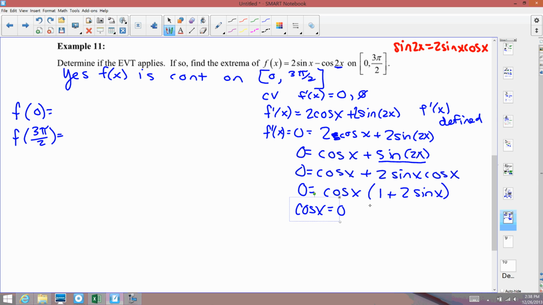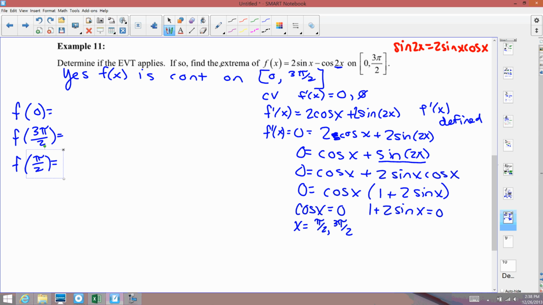So where's cosine of x equal to 0? And where's 2 sine of x equal to 0? This one's the easier one. Where's cosine equal to 0? That would be at 1/2 pi or 3/2 pi. So we need to put that in our list of candidates, 1/2 pi. And we already have 3/2 pi, so we don't have to worry about that one.